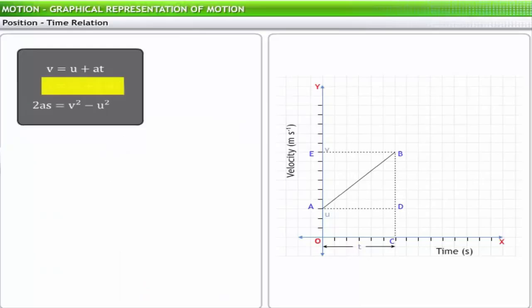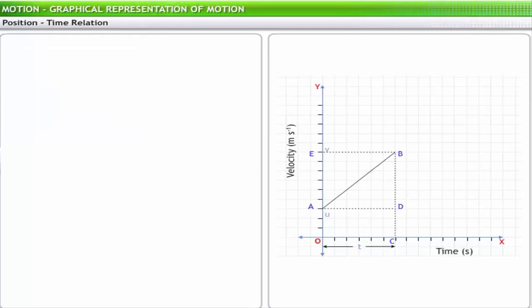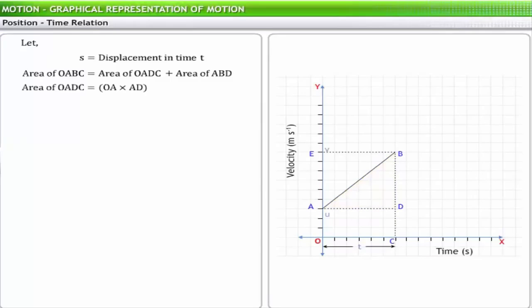Let's now derive the second equation of motion, that is position-time relation. In the same velocity-time graph, we use it to analyze position-time relation. Let S be the displacement of the object in time t. You can determine the displacement of the object as the area of the trapezium OABC under the curve. The area of OABC is the sum of the areas of rectangle OADC and triangle ABD. Area of a rectangle is product of its length and breadth, while the area of a triangle is half the product of its base and height.